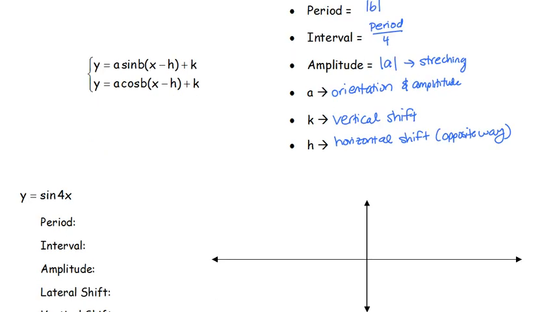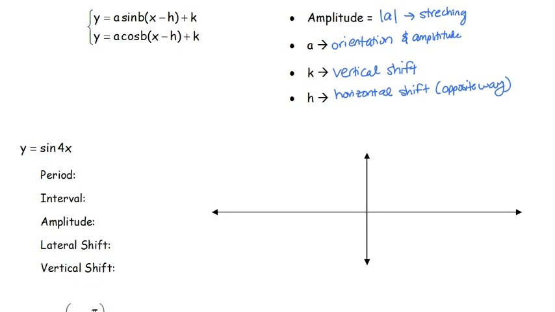So we look at our very first one here. We have that our graph is y equals sine of 4x. So when we look at our general formula, our a is going to be equal to 1. Our b is equal to 4, and we don't have any other shifts. So our period is 2 pi divided by 4. Our period is going to be pi over 2. The interval, we take that and we divide that by 4, which is going to give us pi over 8.